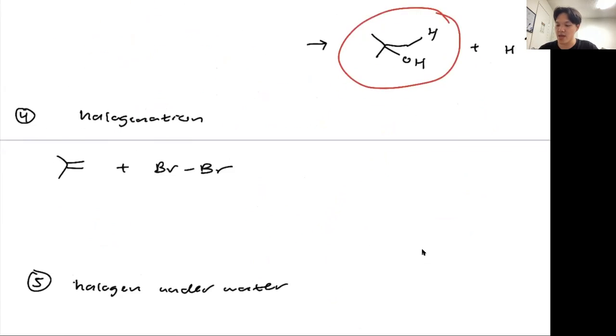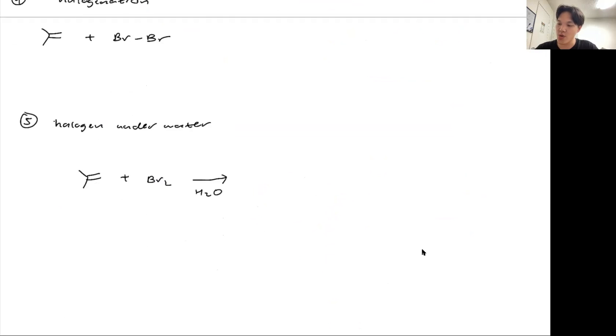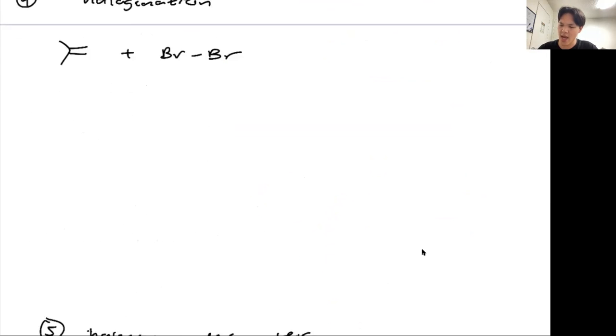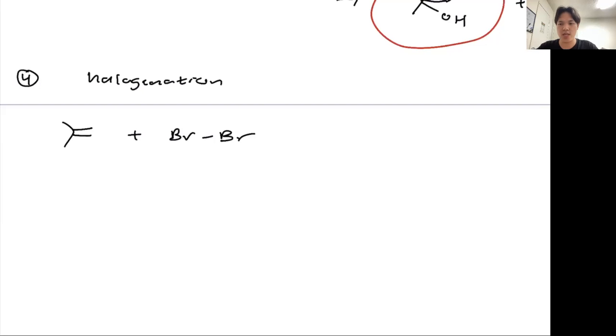And then the next one is a little weird. The next one is called halogenation, right? And the reason why we can do this is because under lab circumstances, this Br2 is really unstable, right? So it would much rather be a negatively charged Br than just this dibromine molecule, right?